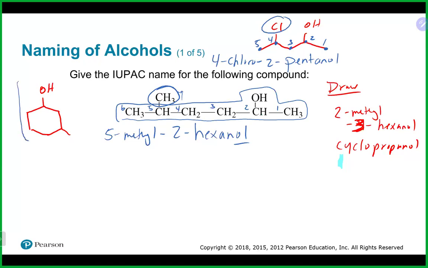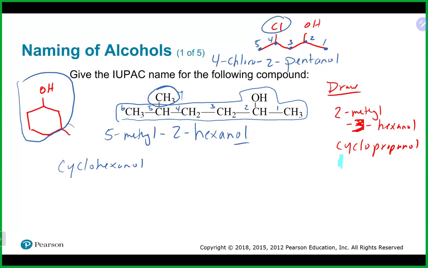The longest carbon chain here is the ring that has the OH group. And that is a 6-member ring, right? So that's based off of cyclohexane. Since it has an alcohol group there, that's now going to become cyclohexanol, with "ol" at the end of it, right?